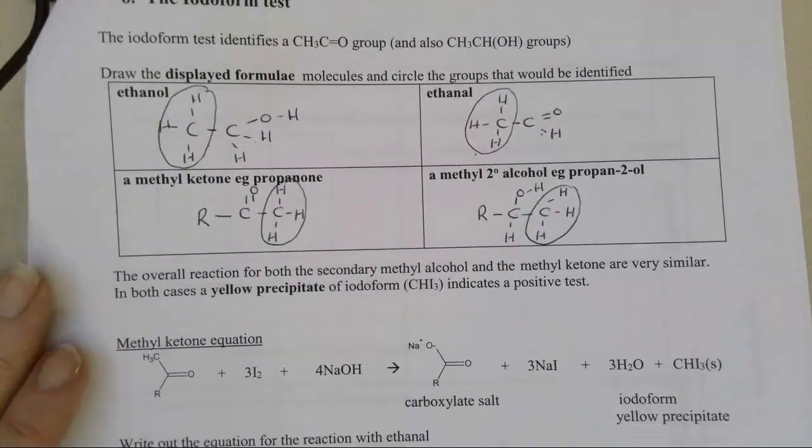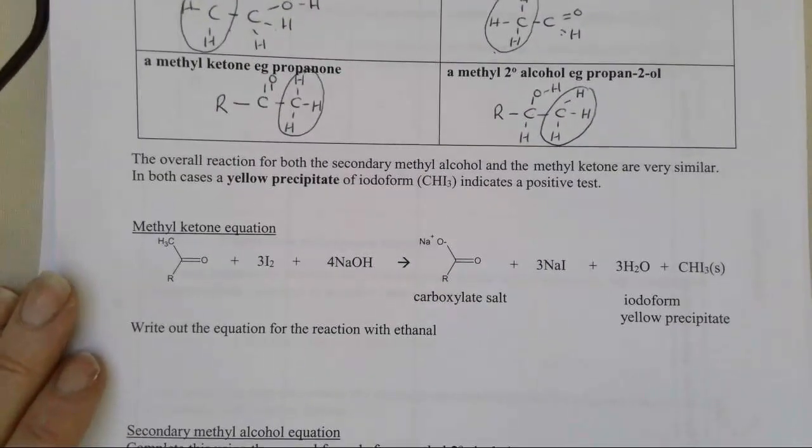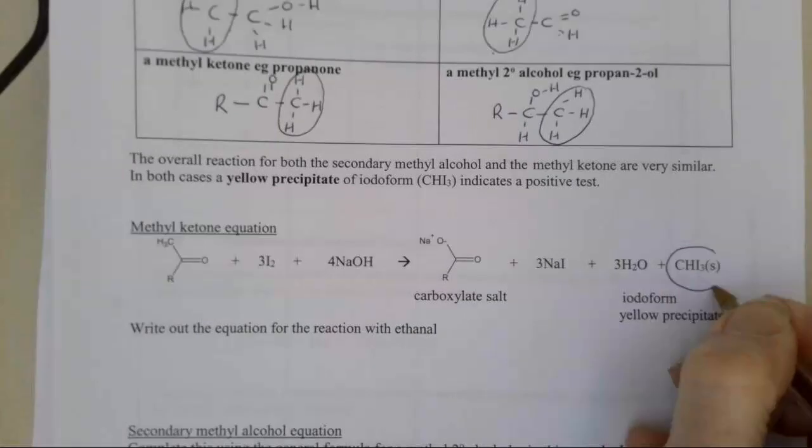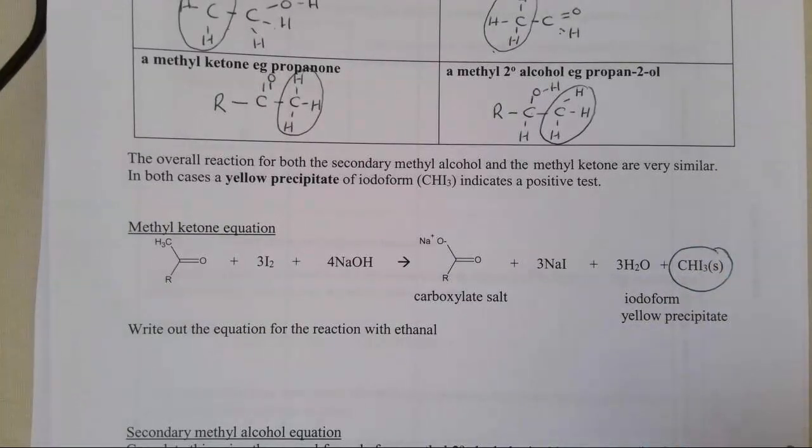Okay, so the equation, very straightforward. Yes, you do need to know this equation. Notice that I've made a carboxylic acid salt. You can usually get away with just the carboxylic acid, so don't worry about it too much if you haven't got that one. But the major thing to look out for is 2 things. One, you have this CHI3. That is a yellow precipitate. That tells me that this reaction has worked.